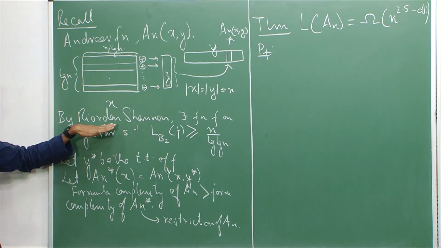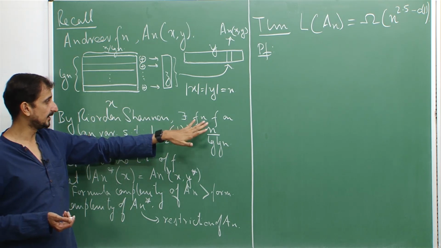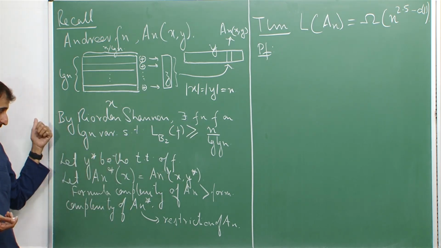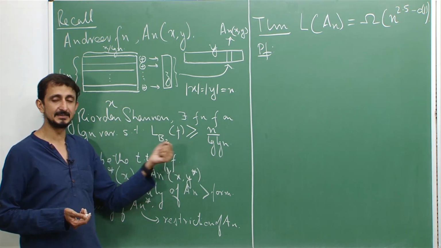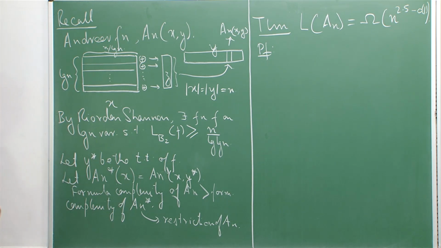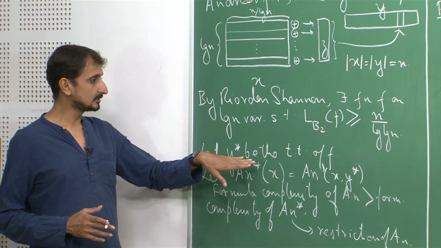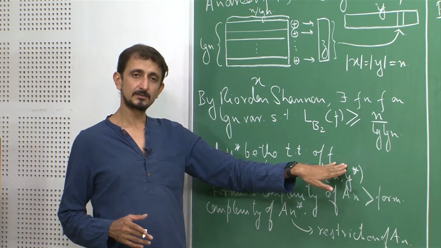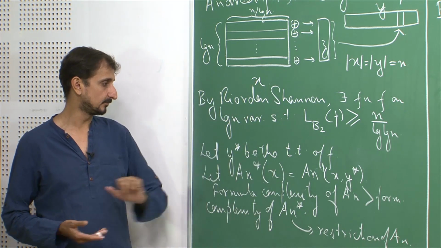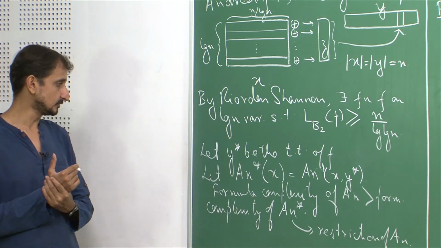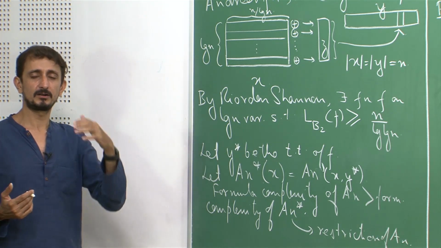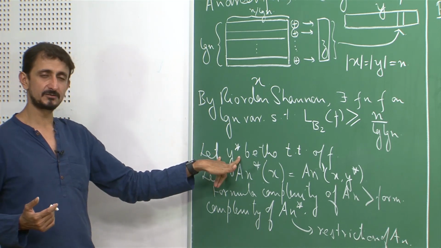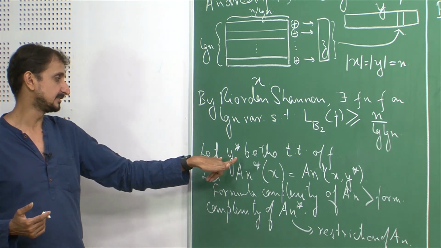Next, we saw that by Riordan-Shannon's theorem, there exists a function on log n variables whose formula size is at least n over log n. That is a straightforward application of the theorem. Now, suppose we look at the truth table of that function. This is a function on log n variables, so the truth table will have n many rows, and let y star be the values of the truth table. So, y star is a string of length n.